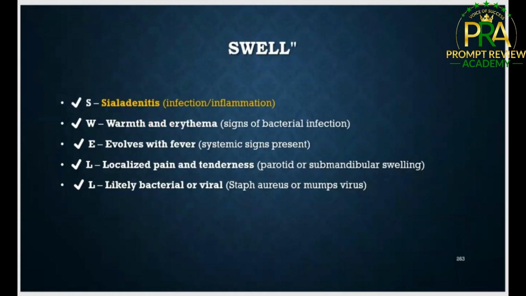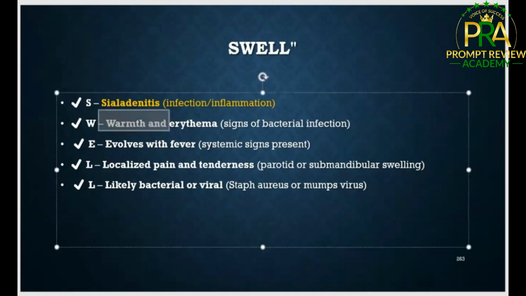Then the next one is SWELL for sialadenitis. Remember this one is inflammation. So it is Warmth and erythema. E, Evolves with fever. L, Localized pain and tenderness. There is pain because it's inflammation, and it's always at the parotid or submandibular swelling. Then you have the last L, which is likely bacterial or viral.